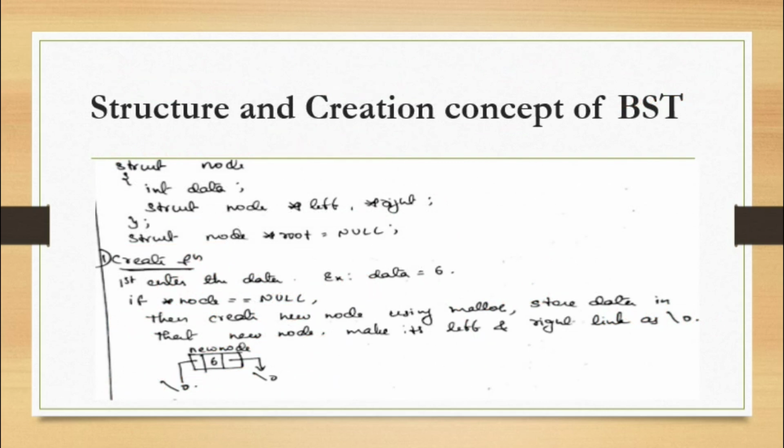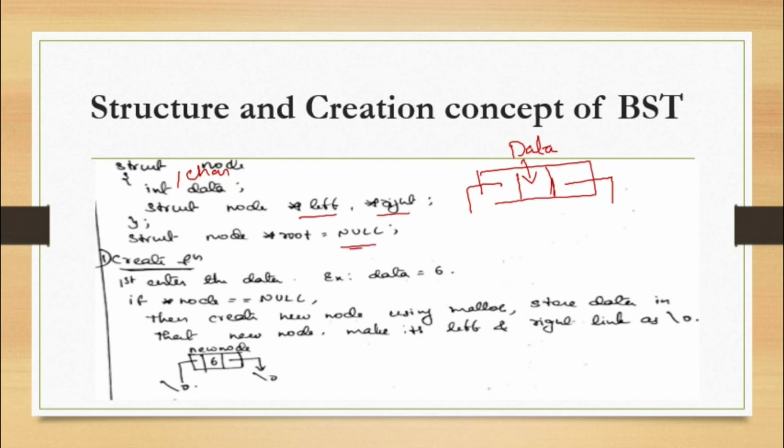So how do we structure and create it? Of course, to create a tree you have to create a node. So how do you create a node? A node in a tree has a data field, which can be integer or character or any other type. Then it has a left pointer and a right pointer of type node. So struct node left and right. And struct node star root is equal to null initially.